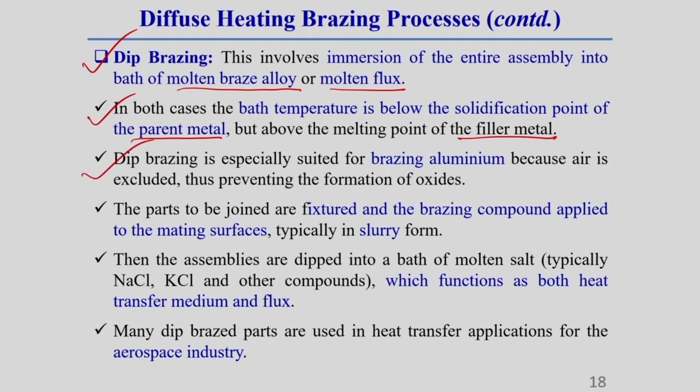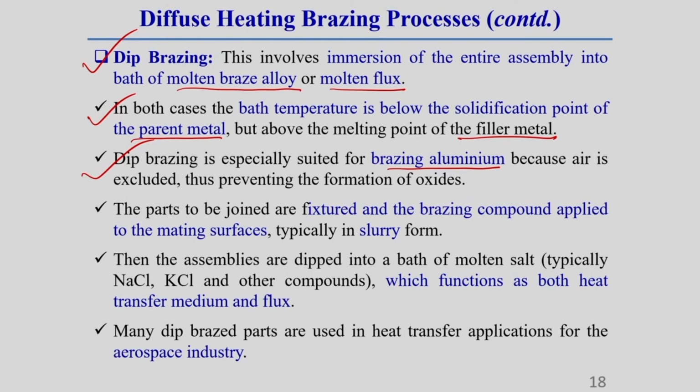So, dip brazing is especially suited for brazing aluminum, because aluminum is a reactive type of material. What happens is, if we just keep aluminum in open atmosphere, it reacts with atmospheric oxygen and an oxide layer is formed over the surface of the aluminum, which is very well known to you.